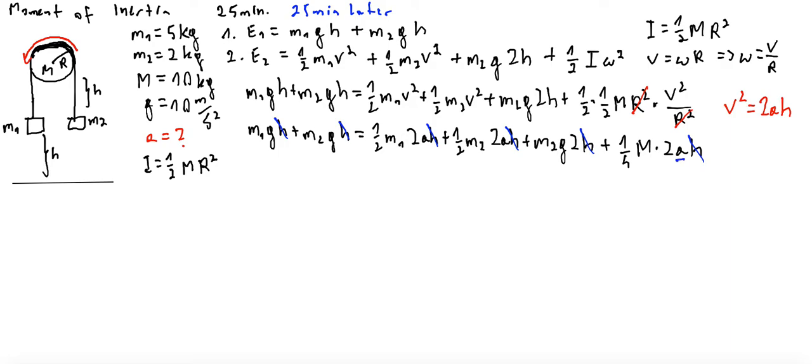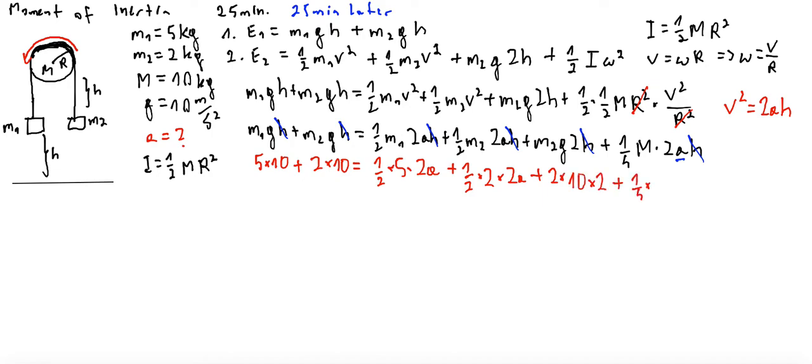So, data, m1 is 5, g is 10, m2 is 2, g is 10, is equal to half of m1 is 5 times 2a plus half of m2 is 2 times 2a plus m2 is 2 times g, which is 10 times 2, plus 1 over 4, and mass of the disk was given here as 10 kilograms. So 10 times 2 times acceleration, and all you have to do is to calculate. So 5 times 10 plus 2 times 10 gives 70.